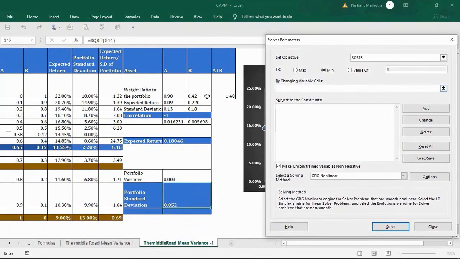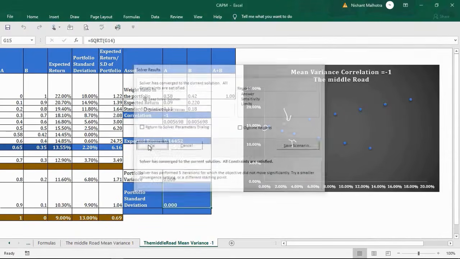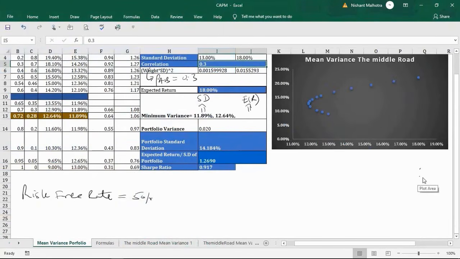Again, you will specify which two weights you want to change. You'll add constraints. I'll add this constraint as less than or equal to 1, this one again as less than or equal to 1, and this as equal to 1. We get that the standard deviation is 0 when the mix of the two assets is 58% for A and 42% for B. As you've already seen, you can use solver for multiple functions. You want to mix and diversify assets.